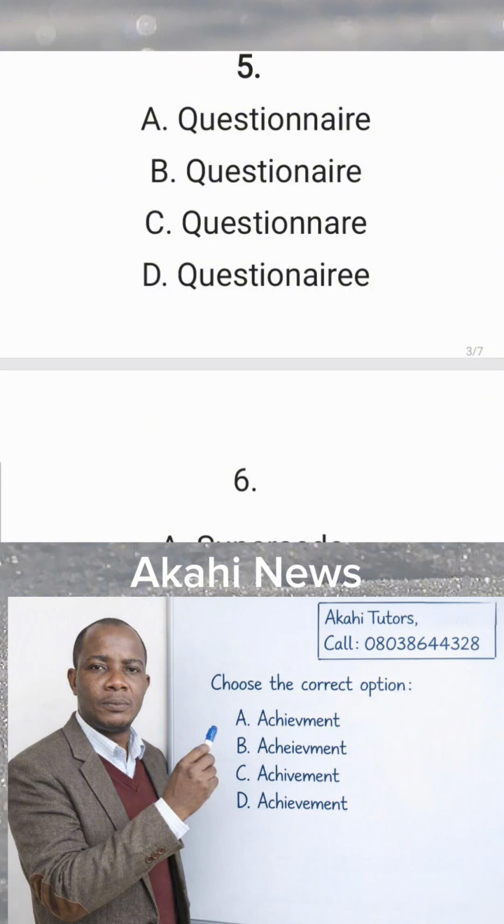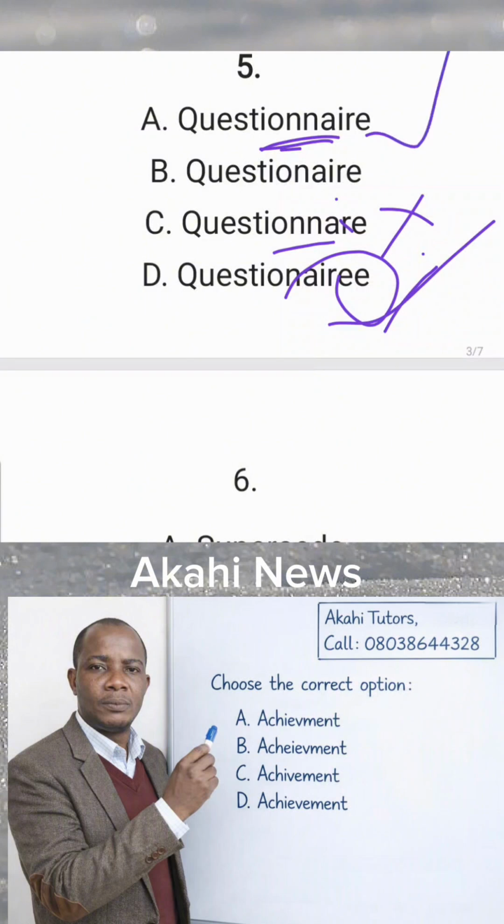Number 5. We are given the word questionnaire. Take note, questionnaire has double N. And why is this not correct? Because there is no I after A. So this is wrong. And there is no double E ending. So A is correct.